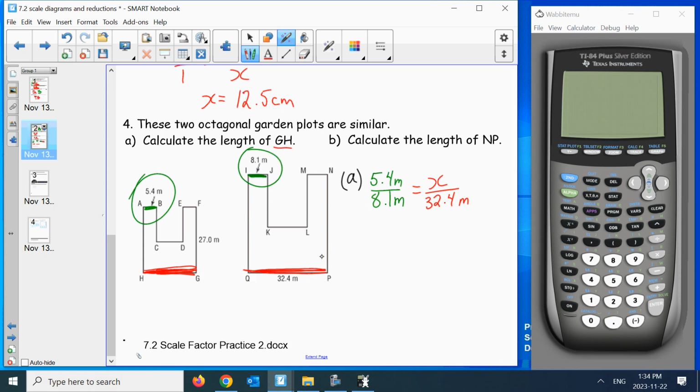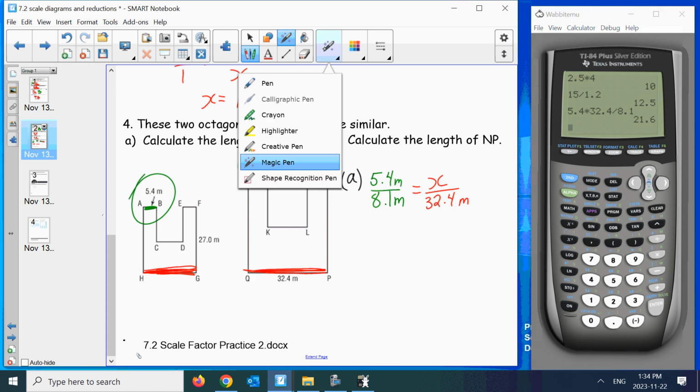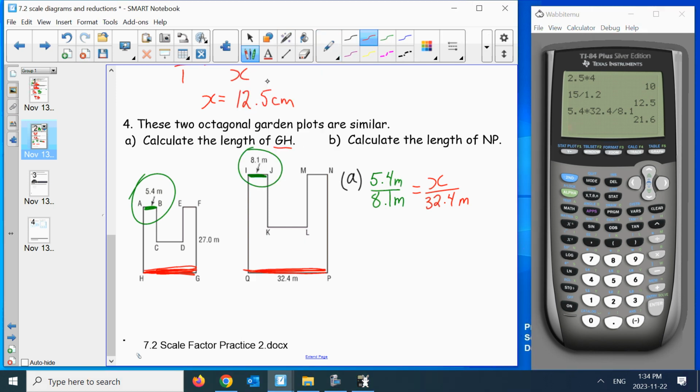How do you solve this? This time you definitely need the calculator. Cross multiply, divide by the lower: 5.4 times 32.4 divided by 8.1. So we did this one together, and I realized I don't have the time. 21.6.